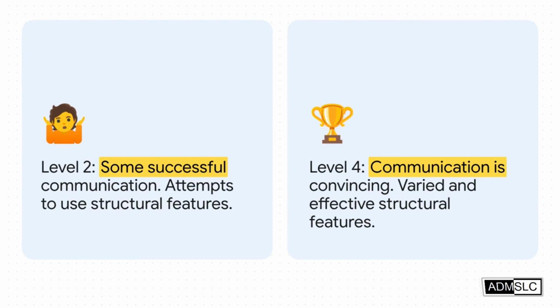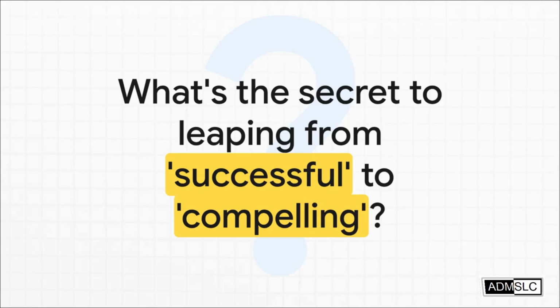Okay, let's look at the actual language the examiners use. On the left, you've got a level 2 response, some successful communication, and attempts at structure. Fine. But now look to the right, a level 4. The words totally change to convincing and compelling and varied and inventive. That's not a small step, that is a massive leap in quality. So how on earth do we make that jump? Well, it all comes down to two absolutely crucial pillars that we're going to build together today. If you can master these, you are well on your way to a top band response.